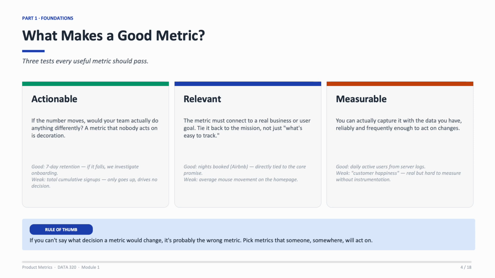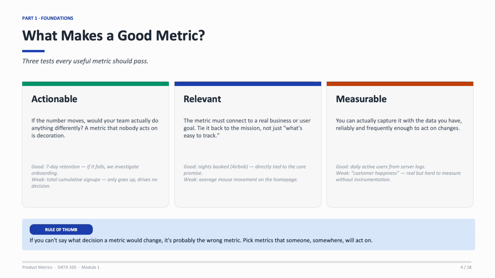Secondly, relevant. Does it connect to a real business or user goal? Tie back to the mission, not to what's easy to track. Thirdly, measurable. Can you actually capture it with the data you have, reliably and frequently enough to act on changes? Customer happiness is the most important thing in the world, but hard to measure without instrumentation. So we use proxies.